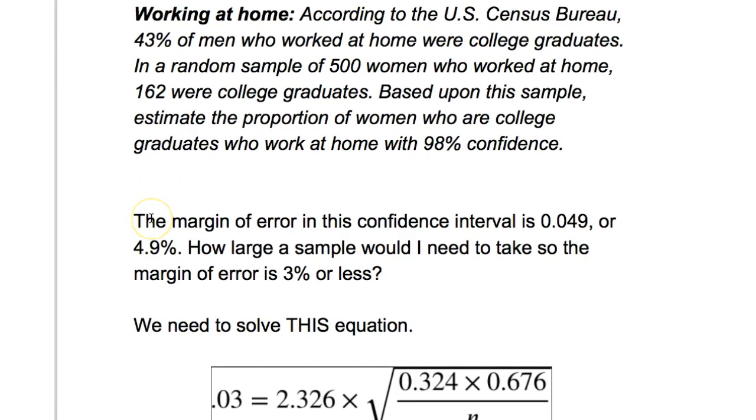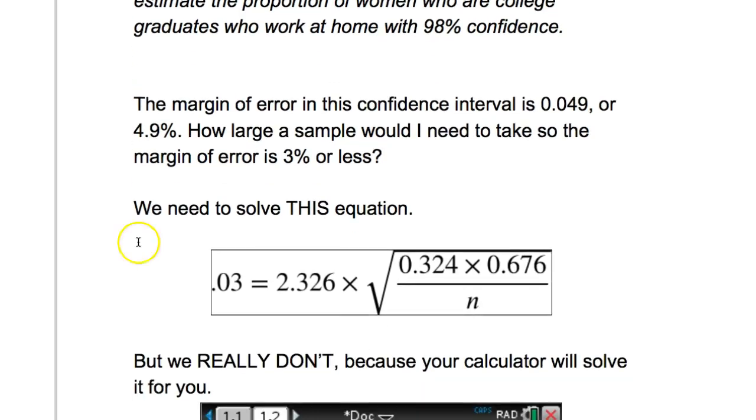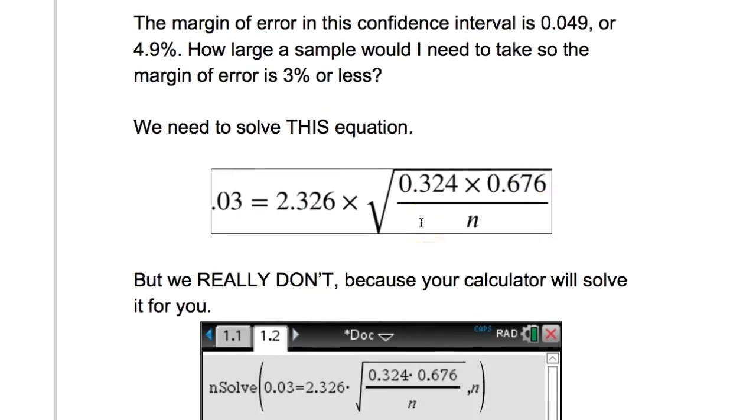So the margin of error for the confidence interval is 0.049. That's the special z-score, 2.323, times the standard deviation or standard error. So the margin of error is 0.049 or 4.9%. How large a sample would I need to take so that the margin of error is 3% or less, using the same confidence level? So to do that, we need to solve this equation that is here. But you really don't need to solve that equation because your calculator will solve the equation for you.